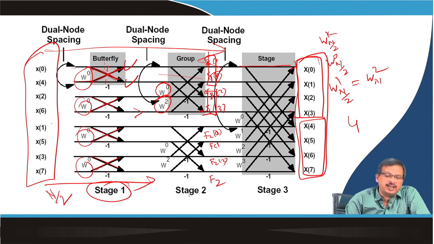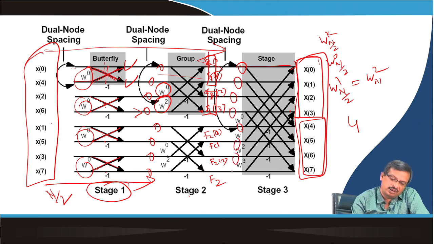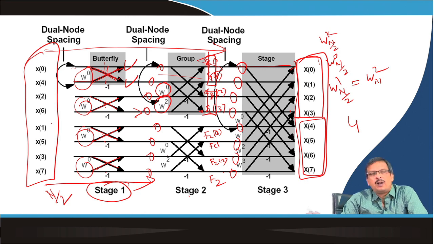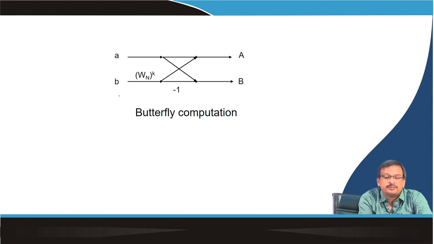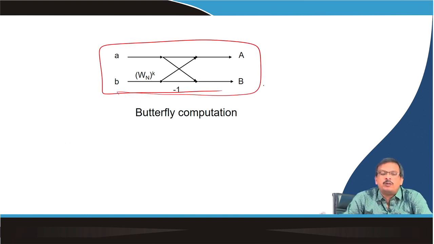So, the observation here is that if you see 4 butterflies, this line along with this line is 1 butterfly, this line and this line another butterfly, this line and this line 1 butterfly, and this line another butterfly. So, 4 butterflies. Here also there are 4 butterflies, this line with this line, this line with this line, this line with this line, and this line with this line. So, there are 4 butterflies, and every butterfly will look like this. This is the generalization form of the butterfly.